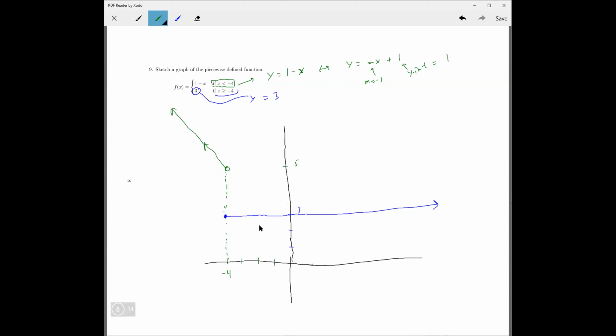The third graph is going to be the most accurate one. On your homework assignment, the third graph is what looks most like this. I think I drew this a little bit too steep. Okay, great. Let's look at number 10.